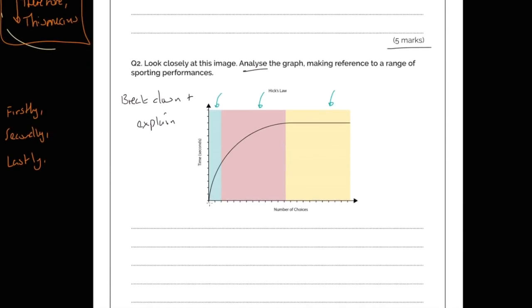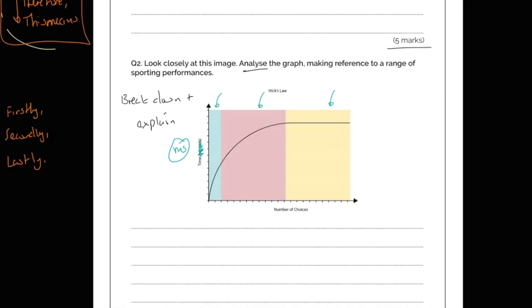So, analysing this first part, why does it increase rapidly here? Why, as the number of choices goes up slightly, do you get a dramatic increase in time? And in fact, there's an error on this graph. This should be milliseconds, not seconds. So why does it increase dramatically? Why does it start to level off in the second part? And why is it plateaued in the last part? Okay, can we use the language we just had within our discussion of Hick's law to go about this?